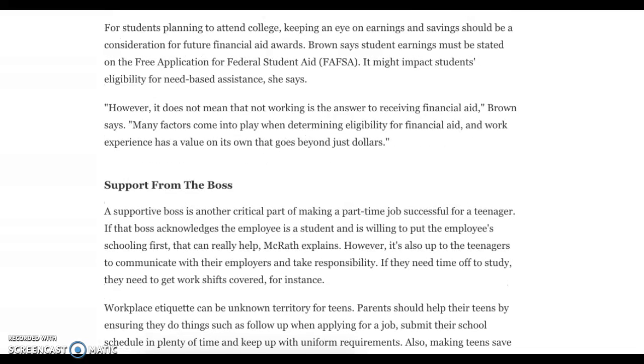For students planning to attend college, keeping an eye on earnings and savings should be a consideration for future financial aid awards. Brown says student earnings must be stated on the free application for federal student aid, FAFSA. It might impact students' eligibility for need-based assistance, she says. However, it does not mean that not working is the answer to receiving financial aid, Brown says. Many factors come into play when determining eligibility for financial aid, and work experience has a value on its own that goes beyond just dollars.